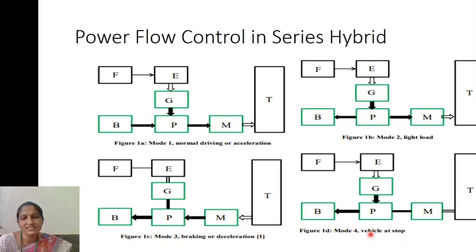And mode 4 is vehicle at stop. That means when the vehicle is not moving, it is at stop. If you want to charge the battery, then the supply is given from the fuel tank to the engine, from the engine to the generator to the power controller, then to the battery, so that the battery can be charged. This is how the power flows in a series hybrid.